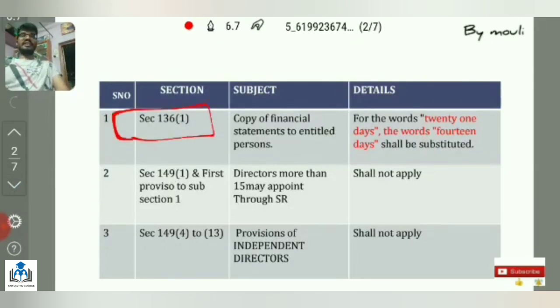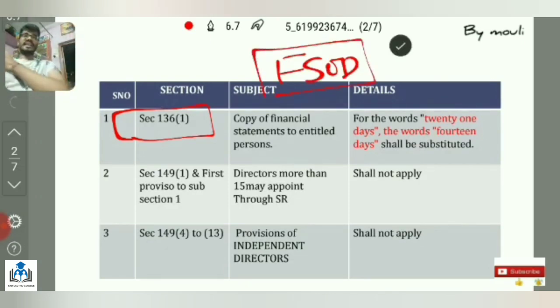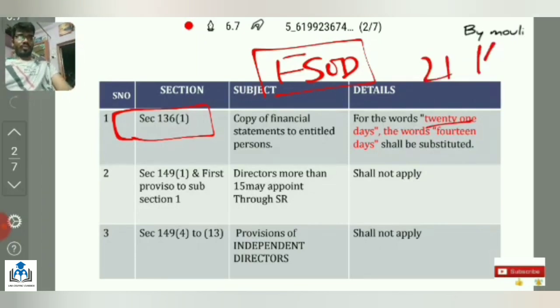What is 136(1)? Members have the right to get the financial statements and other documents before the general meeting. Generally, within 21 days, they have to get the copies of the financial statements and other documents related to that particular year. If it is a Section 8 company, a relaxation has been given: instead of 21 days, it is sufficient if the financial statements and other documents are sent to the members 14 days prior to the general meeting. 14 days, right? That is the relaxation given to the Section 8 company.